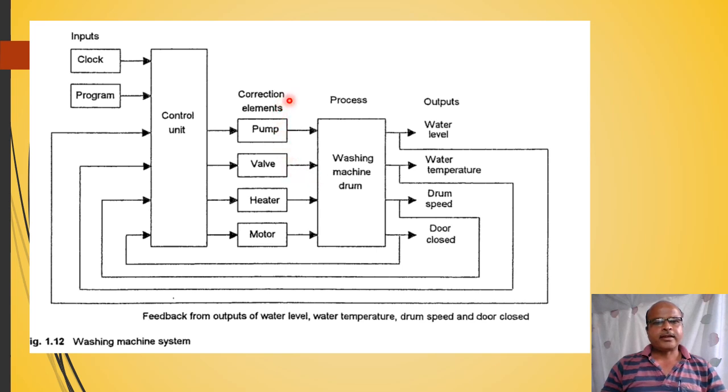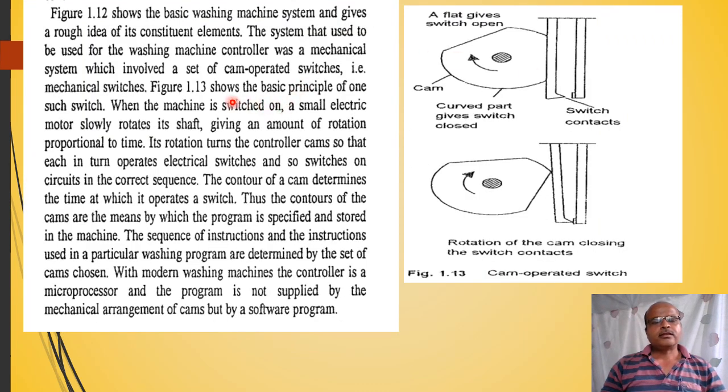Then correction elements are different. Correction elements are there: pump, valve, heater, motor. Then process, that is in that washing machine drum is there. Then outputs, that is water level output or feedback is given to the controller unit. Then water temperature also given feedback to the control unit. Then drum speed, door close. So this is a basic block diagram of washing machine system. This above block diagram shows the basic washing machine system and gives a rough idea of its constituent elements.